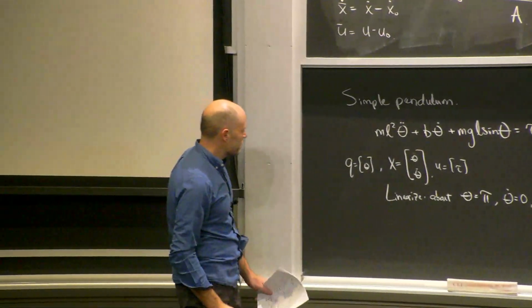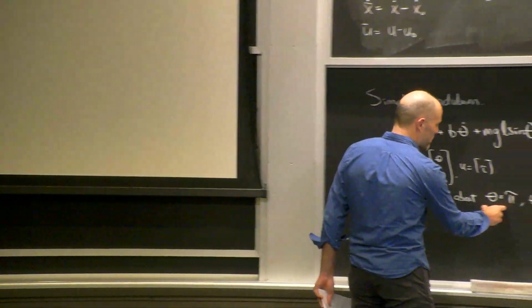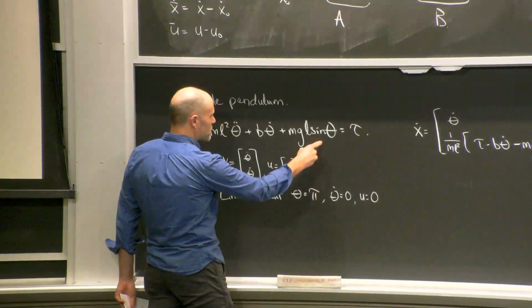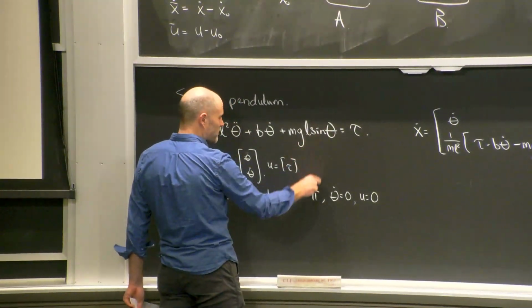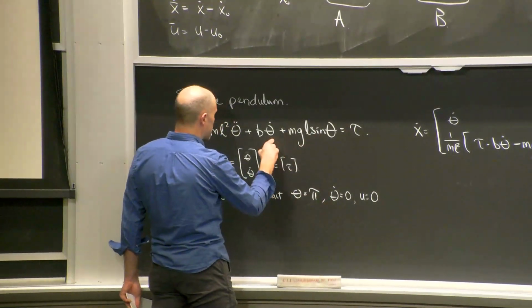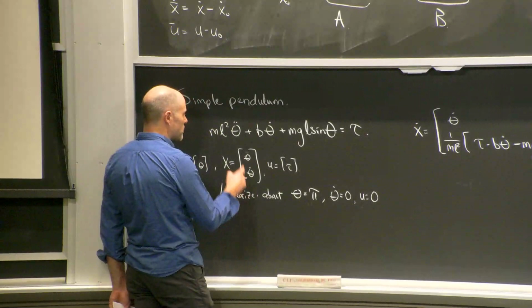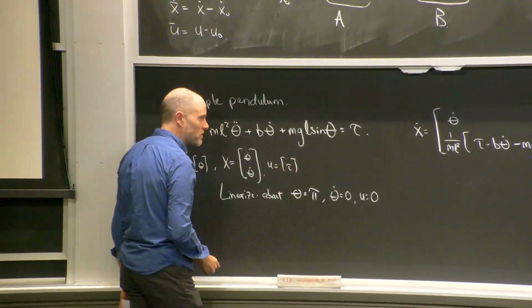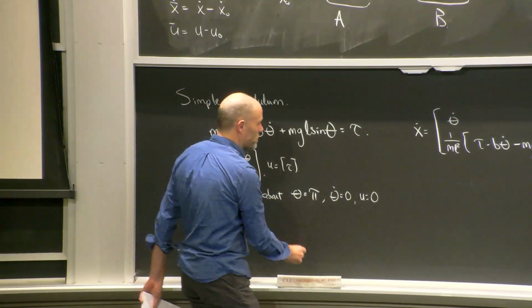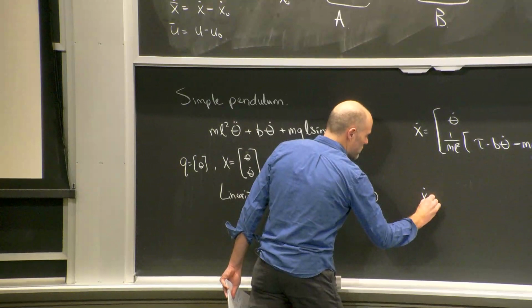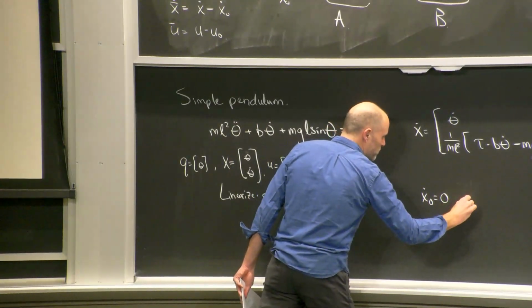Okay, quick sanity check. If I put in pi here, sine of pi is 0, theta dot is 0, and tau is 0, so I get theta double dot is 0, right? So at this fixed point, x dot is 0, it's a fixed point.